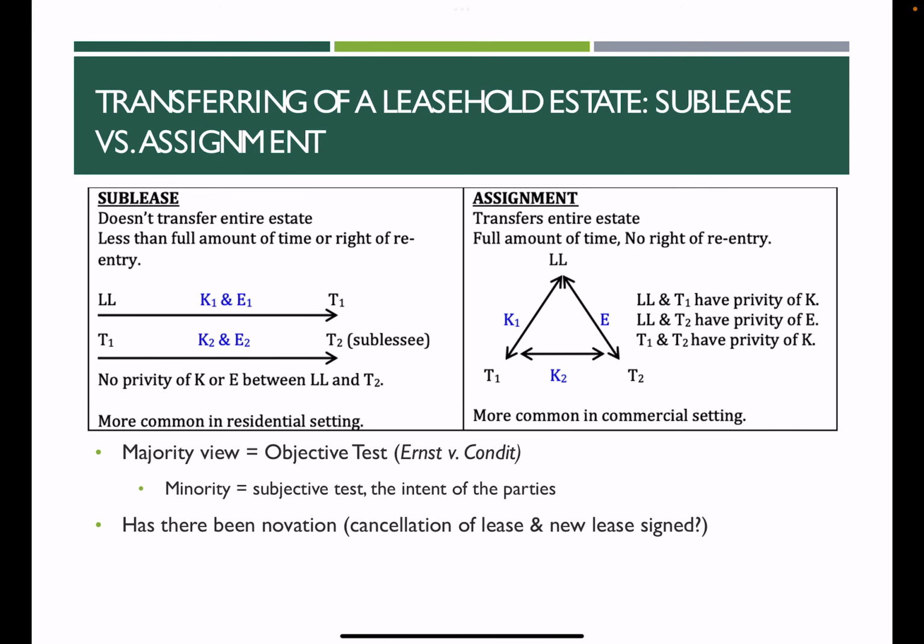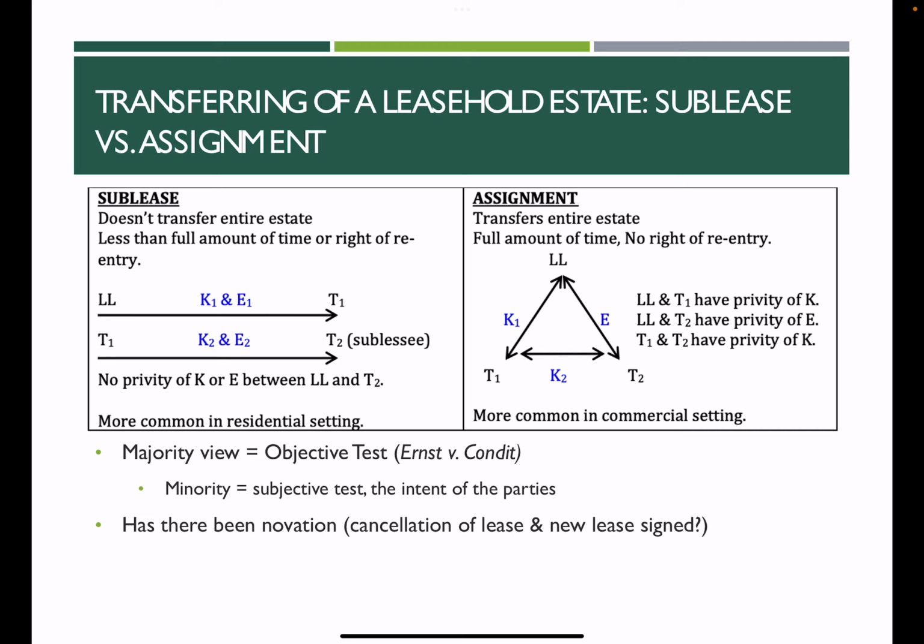Okay, so then we looked at subleases versus assignments, and the case that we looked at here was Ernst v. Condit. So I'll define the terms really quickly. A sublease is essentially where a tenant executes a completely new agreement with a subtenant, and then the tenant remains in their initial relationship with the landlord. They had just executed essentially just an additional sub-agreement.